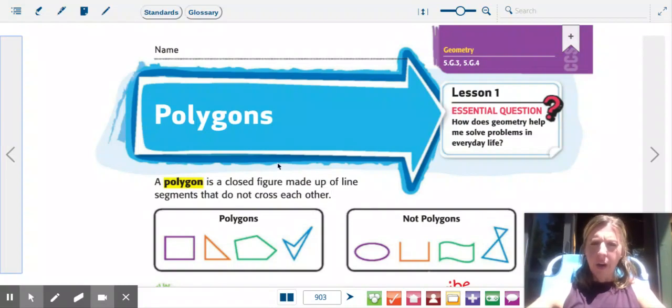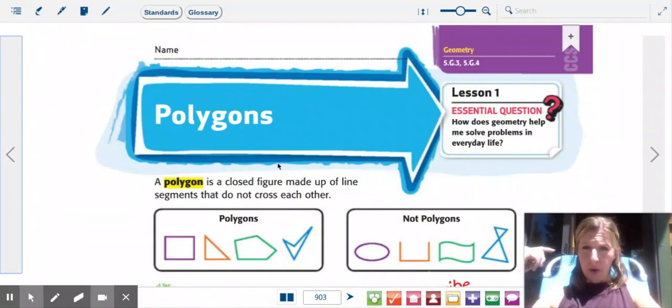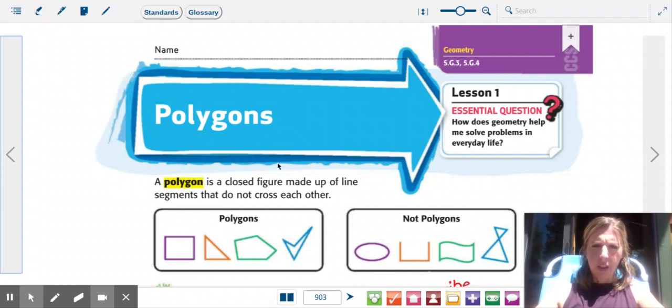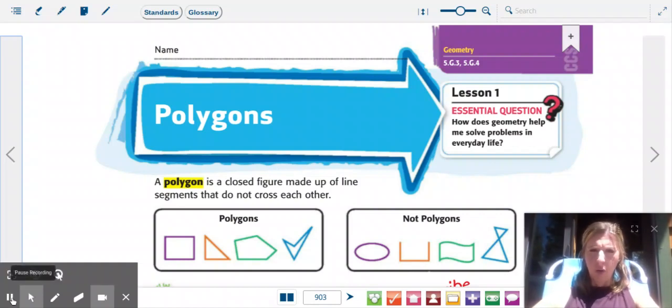All right, today we are working on geometry. So it's chapter 12, lesson 1. We're going to be starting with polygons. Now, we have learned about polygons before, but let's go back and relearn what we need to know. This is a great segue into what's going to be coming in the middle school and the high school.